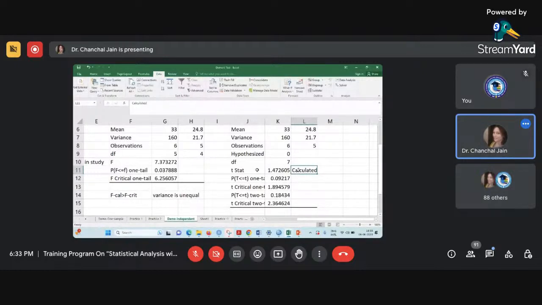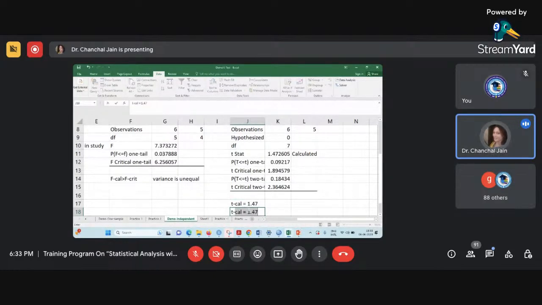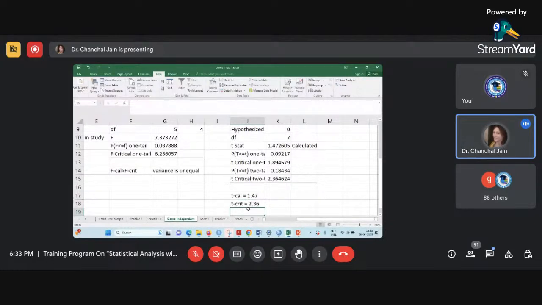Now, suppose I have made my hypothesis for the two tail test. I need to consider these two things. Suppose I am writing here that T calculated is 1.47. Then if I am applying the two tail test, my T critical is 2.36. Now I can write that T cal is less than T critical.